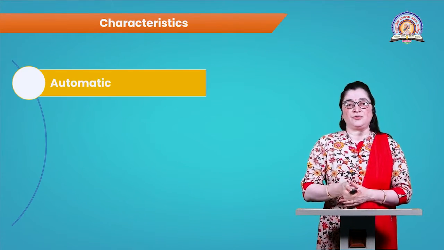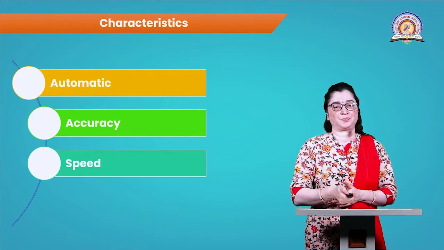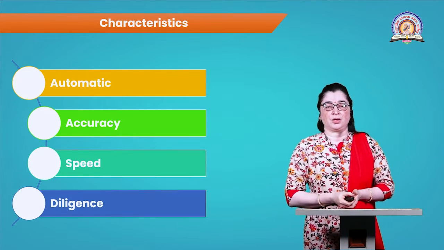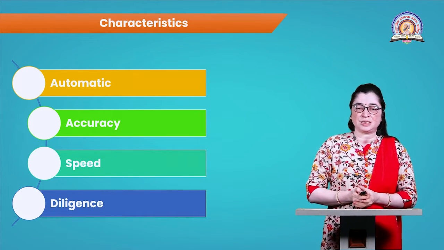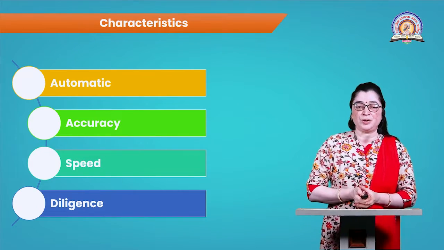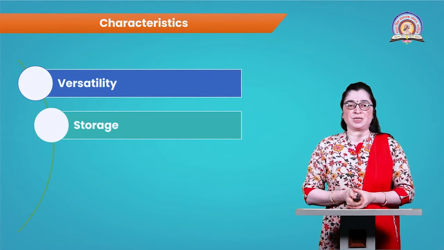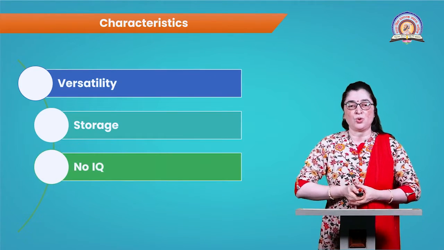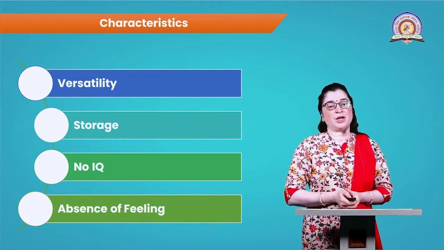Now we'll see various features or characteristics of the system. The computer is an automatic device. Then next is accuracy, speed, diligence, then versatility, storage capacity, no IQ, and absence of feeling. Now let us discuss one by one.